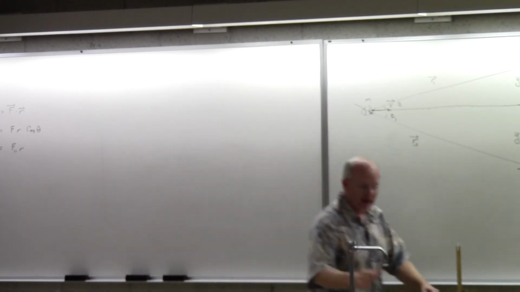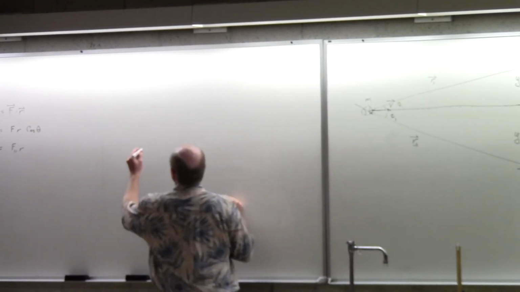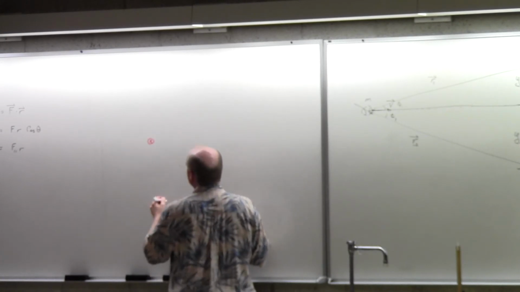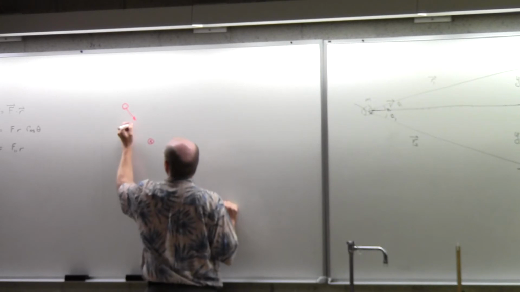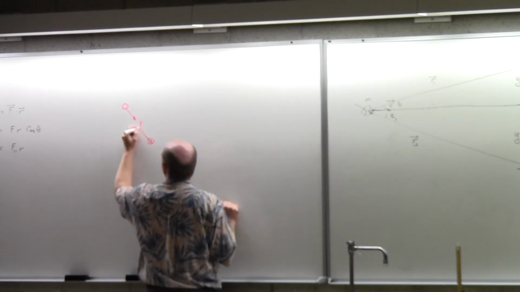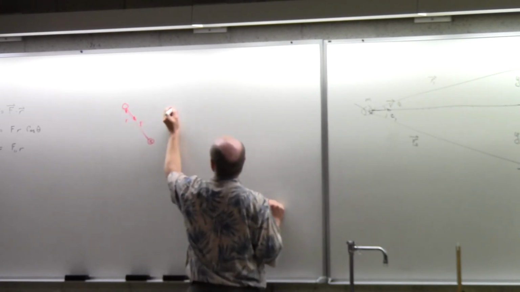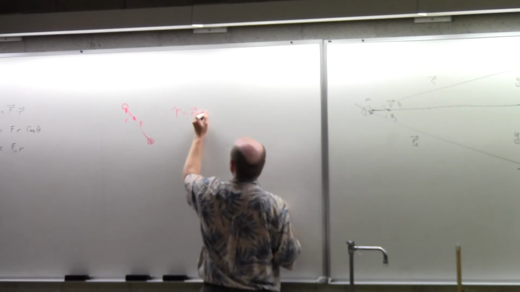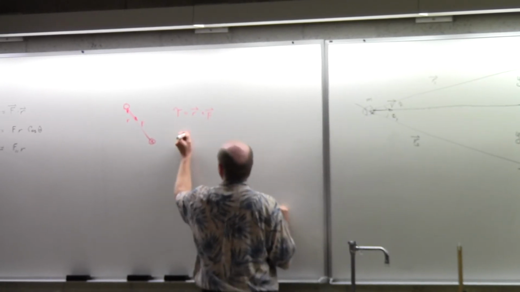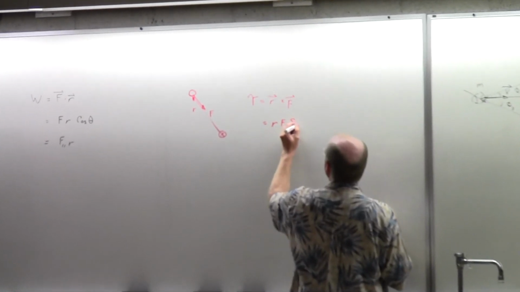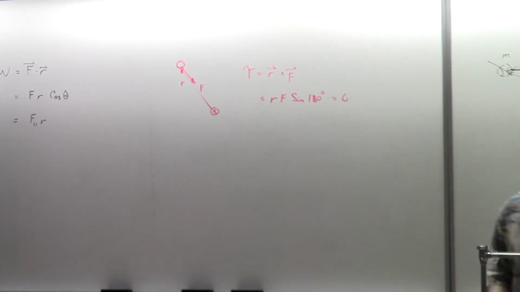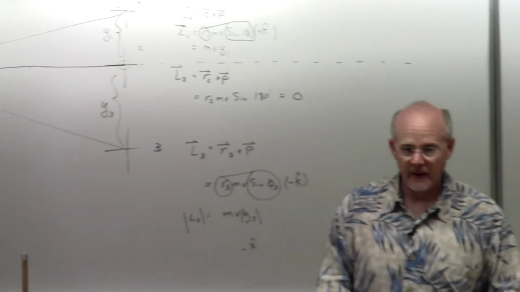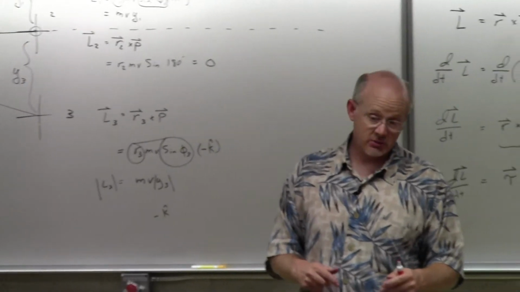So here's the circle, the center of the circle. Here's the little rubber stopper out there. But if I pull it in here and R is out to there, what's the torque? Well, it's R times F times the sine of 180 degrees: zero torque. So there's a situation where I have zero torque. Do I have a force on it? Yes.